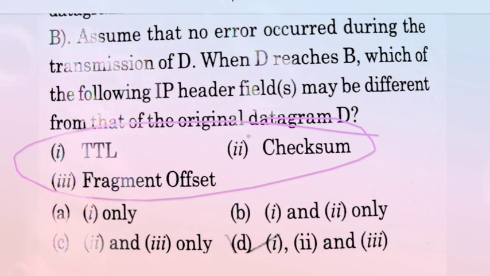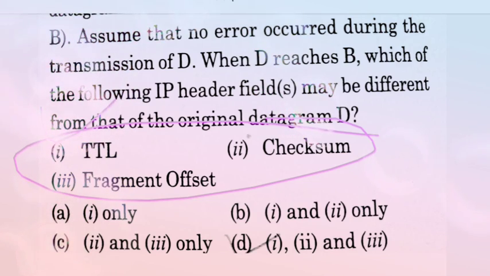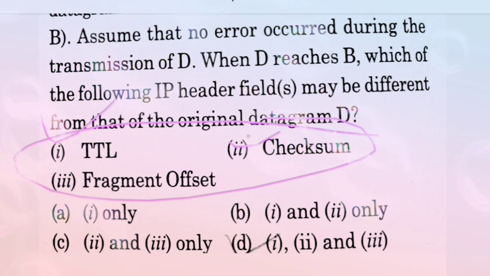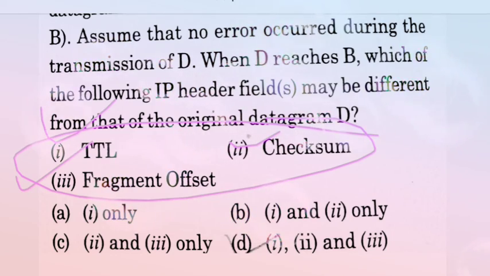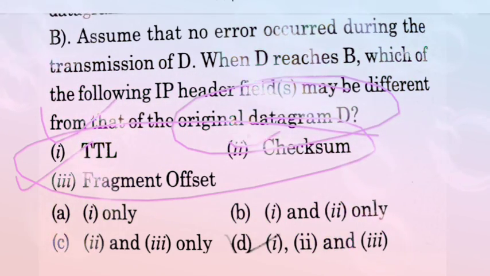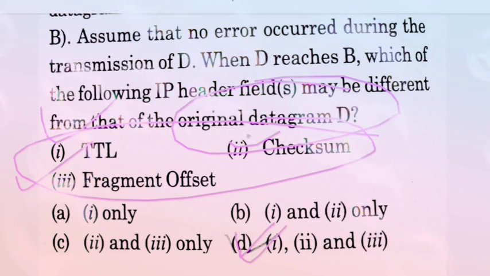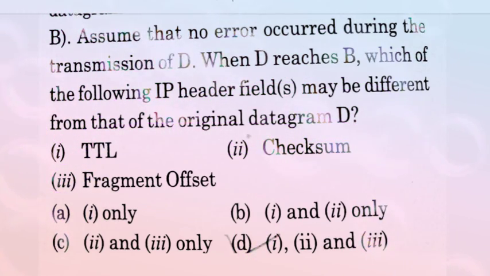Why? Because we know that TTL is preventing the packet loop, and checksum checks whether the given message is valid or not, whether an error is found or not. And the fragment offset is also going to be different from the original datagram D. So option D is the correct answer. Now come to the next question.